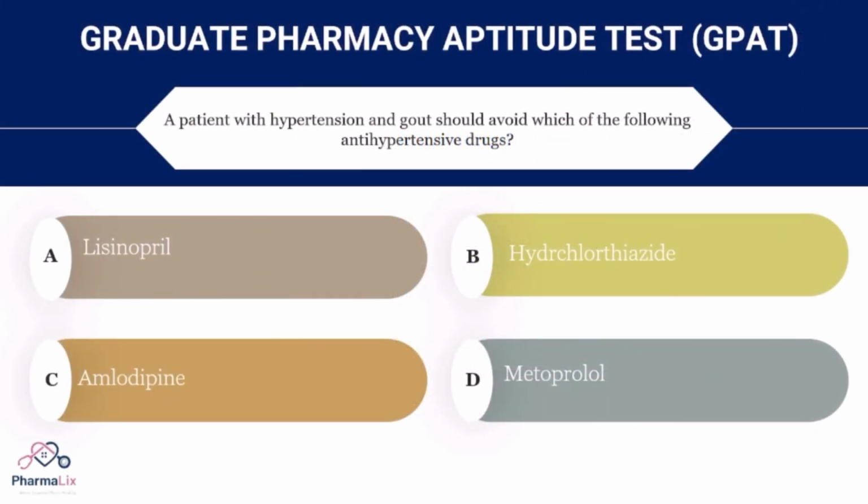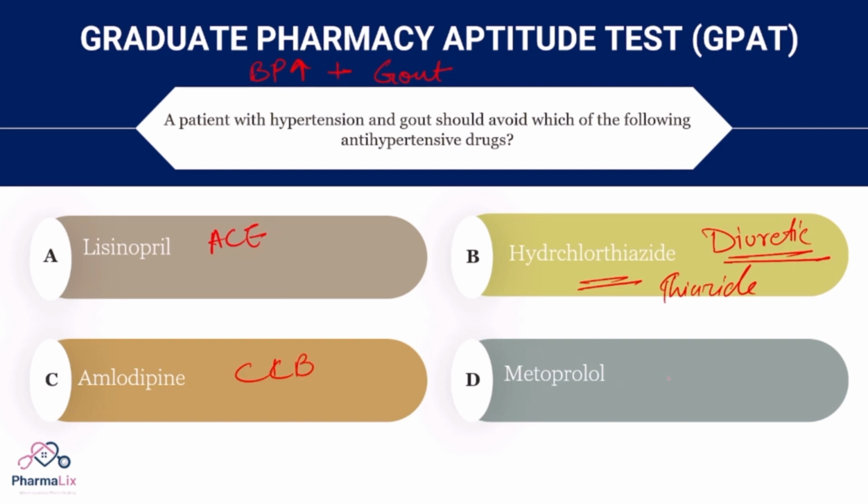So let's go to our next question, which is very interesting. A patient with hypertension. Again, a patient is presented with elevated blood pressure and having gout. Should avoid which of the following antihypertensive drugs? Is it lisinopril, which is our ACE inhibitor? Is it hydrochlorothiazide, which is a diuretic, a thiazide diuretic? And then we have amlodipine, which is our CCBs, calcium channel blockers, and lastly we have our beta blockers. So which of the following should be avoided?